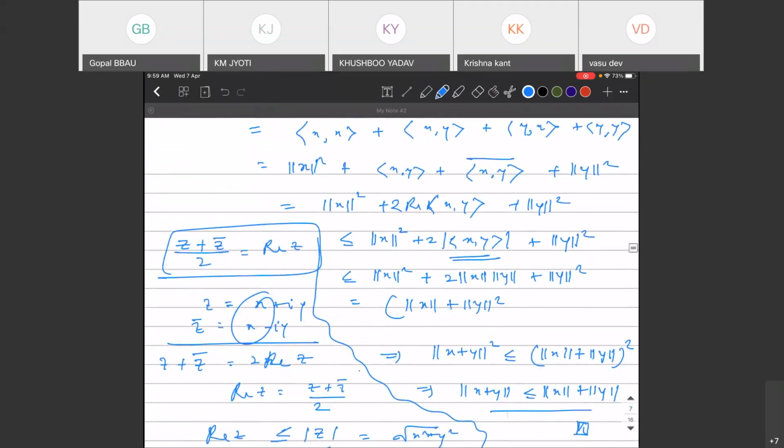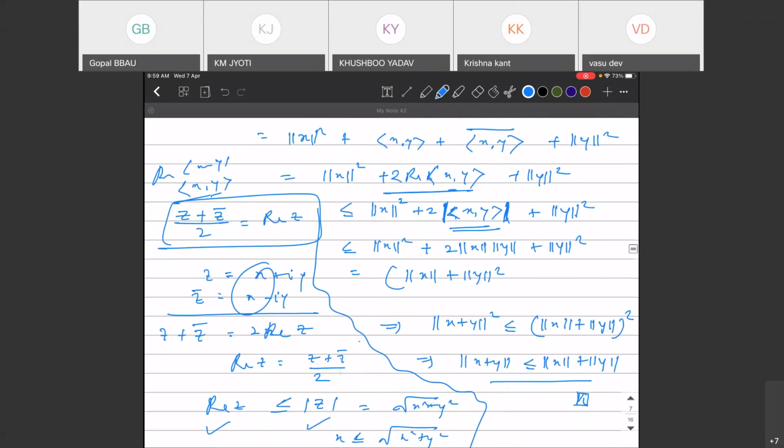So please make a correction in the notes. I wrote here 2 Re⟨x,y⟩ less than or equal to 2⟨x,y⟩. This is not correct, because Re⟨x,y⟩ is a real number and this inner product is a complex number. So we have to take the modulus. Okay, make that correction in your notes.